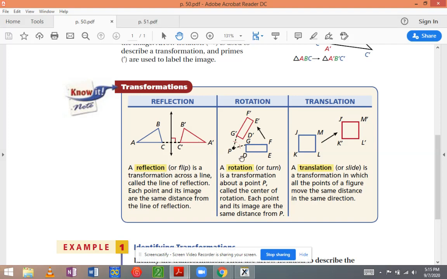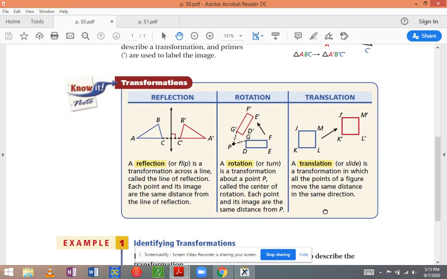So that's all we have. There is another type of transformation we'll look at later this year if we get to it, called a dilation, but it's not in this lesson.